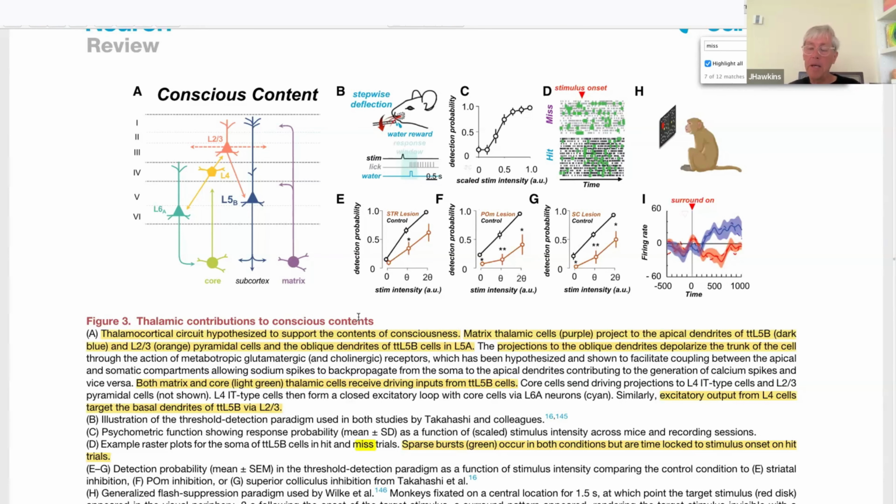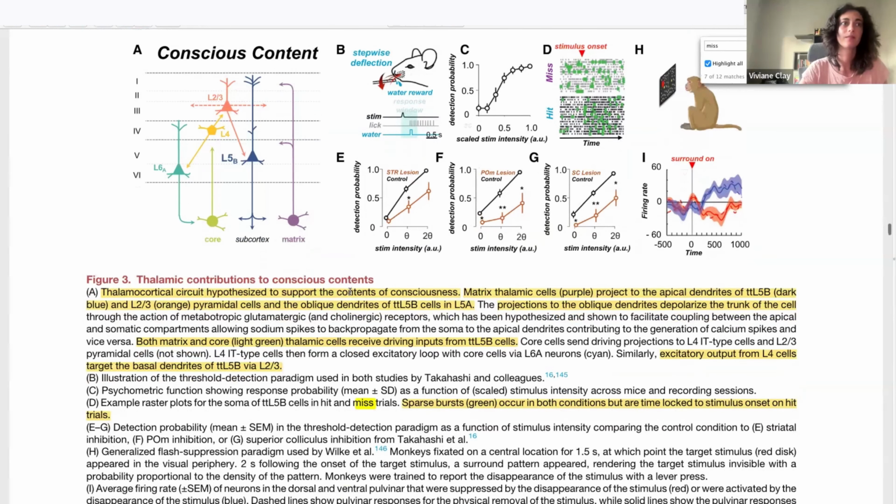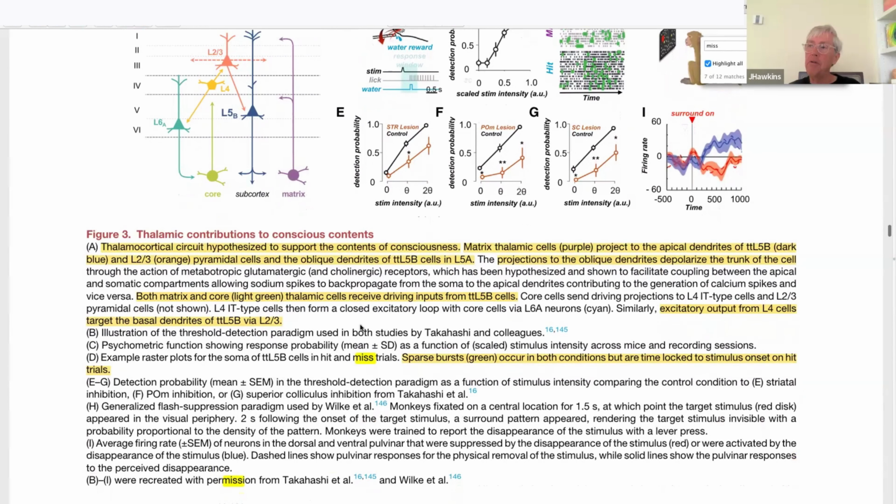Would they make it dimmer and dimmer, or harder and harder? Yeah, because if you don't perceive it, that basically means you didn't burst and you didn't start the clock. You basically didn't notice an event occurred. So that's what they made hard to perceive, I think. Following the onset of the target stimulus, a surround pattern appeared, rendering the target stimulus invisible with a probability proportional to the density of the pattern. Monkeys were trained to report the disappearance of the stimulus with a lever press.